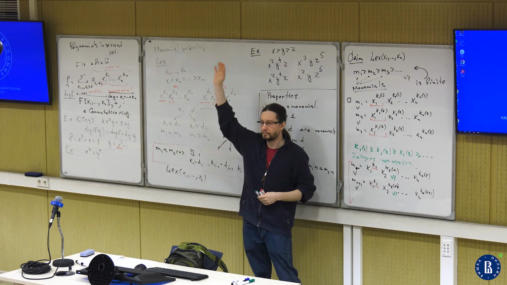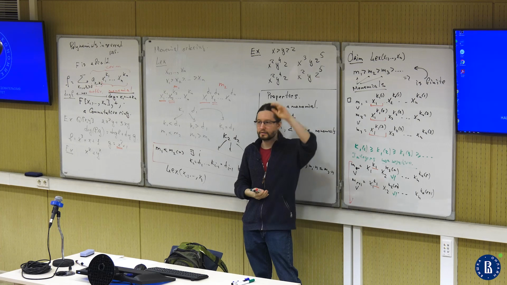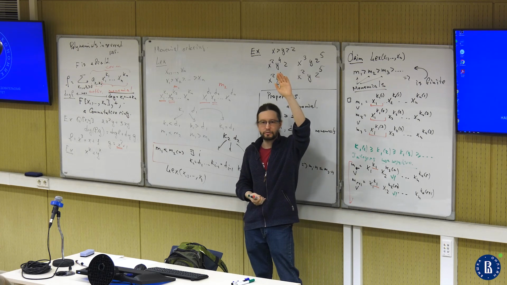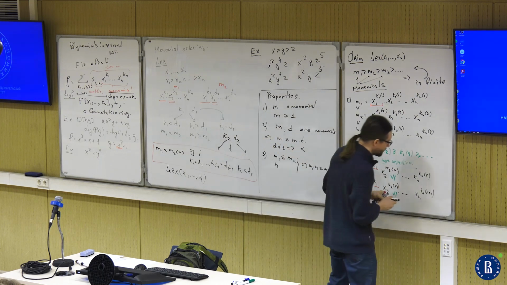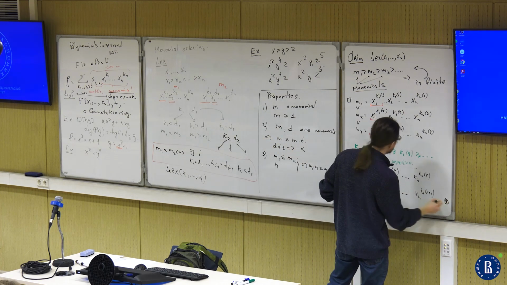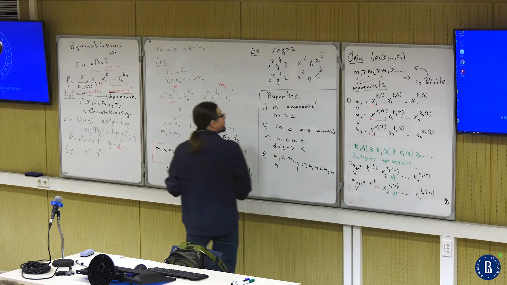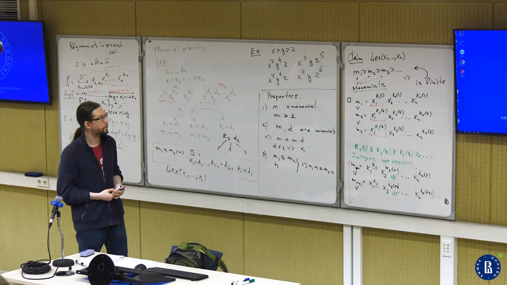Who was able to follow the argument? Is there anyone who requires some explanation, clarification, or should I repeat at least something? Okay. So that's why every decreasing sequence of monomials should stabilize.